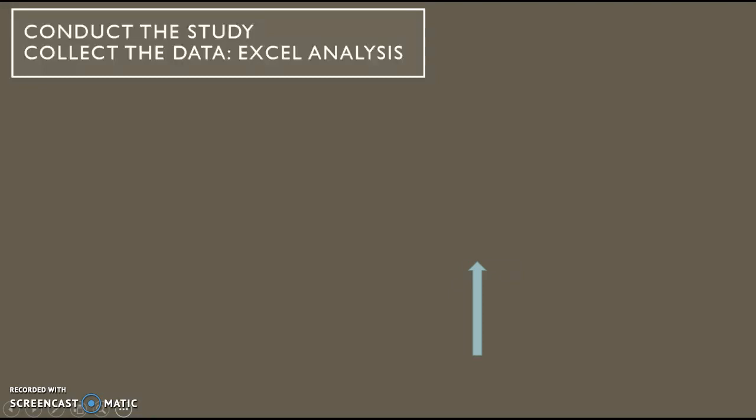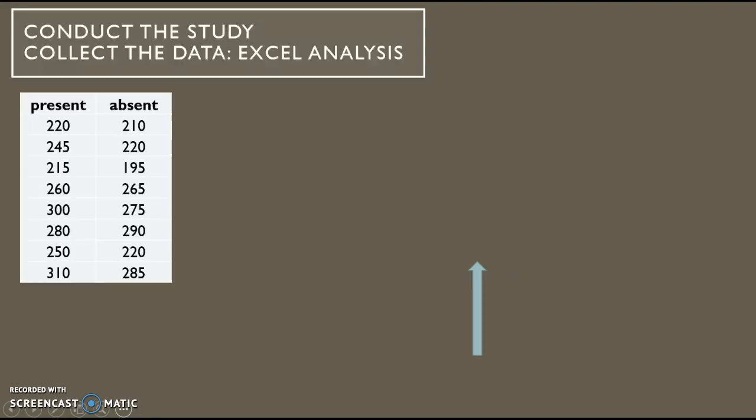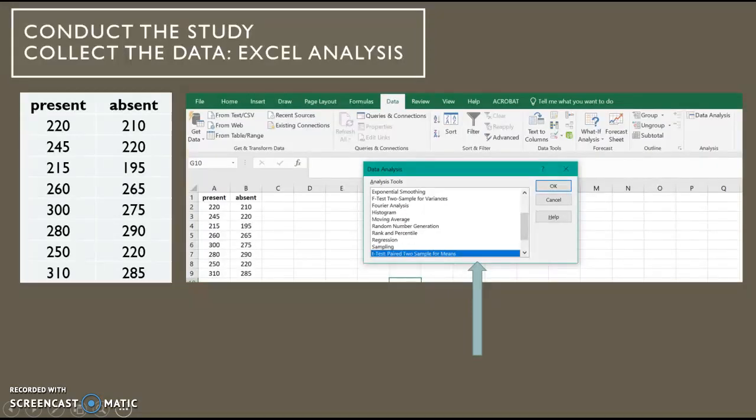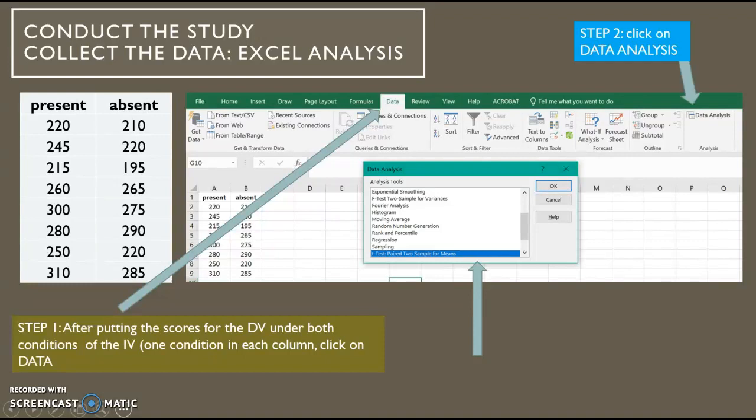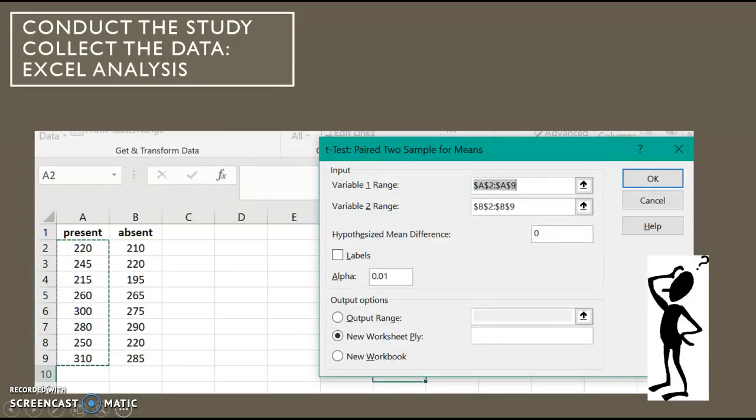I'm going to conduct the study, collect the data. Here's my data. And so I put the scores in under both of those conditions, and then I click on data. Remember, you have to have downloaded that data pack. Click on data. Step 2, I'm going to click on data analysis, which brings up that dialog box. And then I'm going to click on t-test paired 2 samples for means. And then I'm going to click OK.